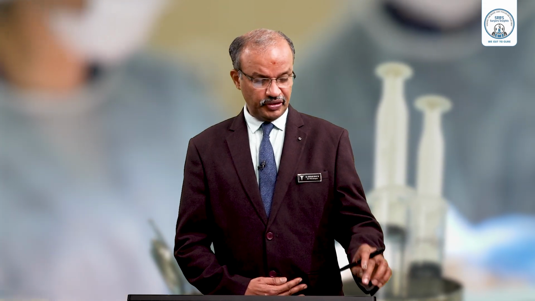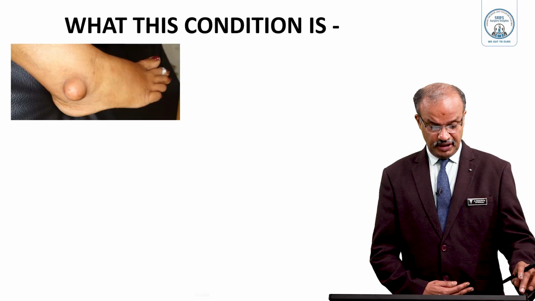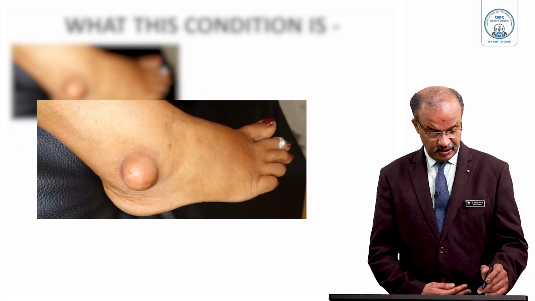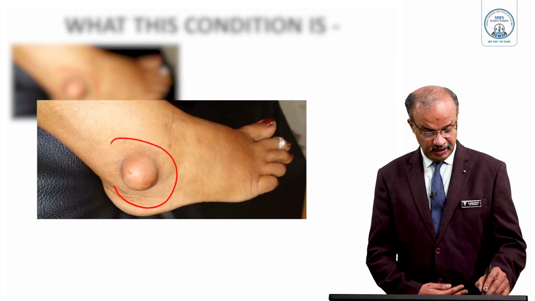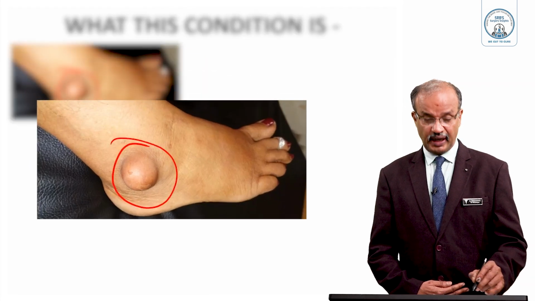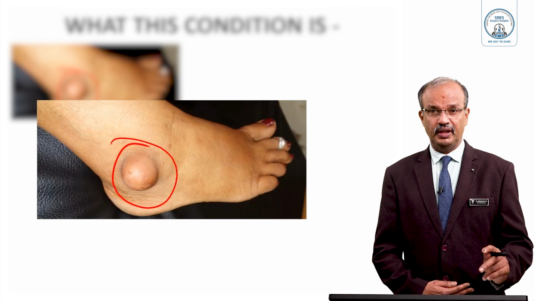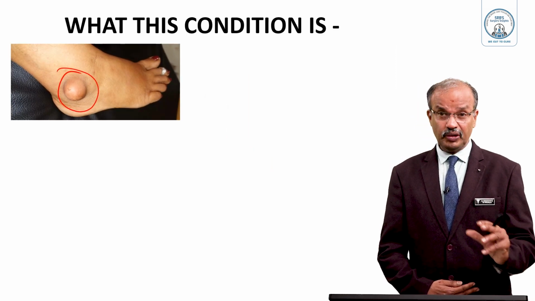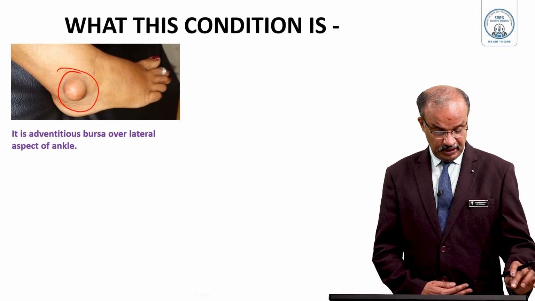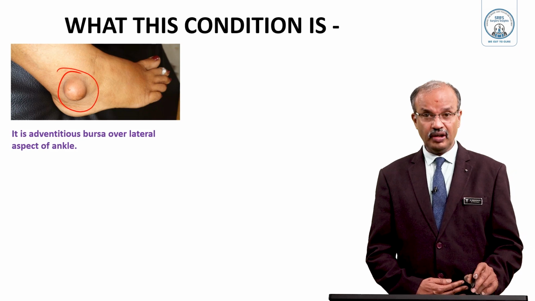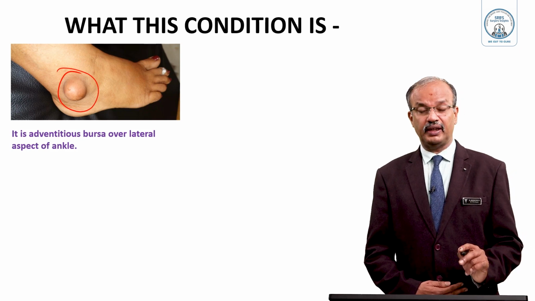Hello students, we will discuss one basic case discussion, a very common surgical condition, a common swelling. Look at this ankle, there is a swelling here, very typical over the ankle. So what is this? What are the differential diagnoses? Just look at it and think. This is most likely an adventitious bursa over the lateral aspect of the ankle.